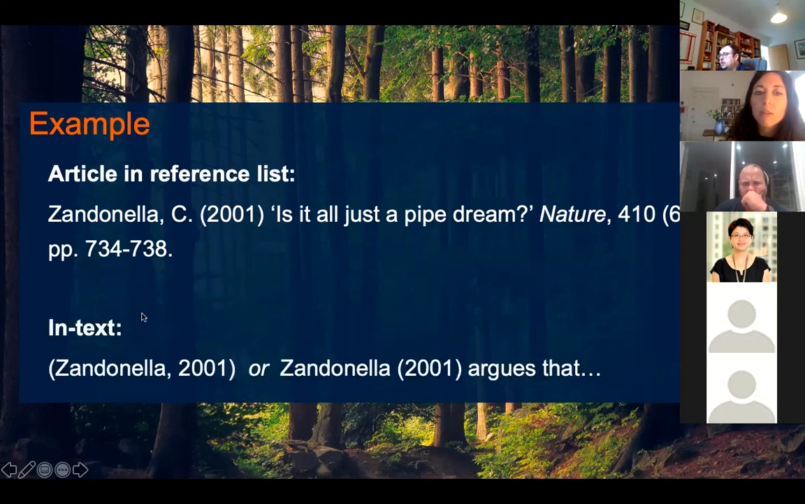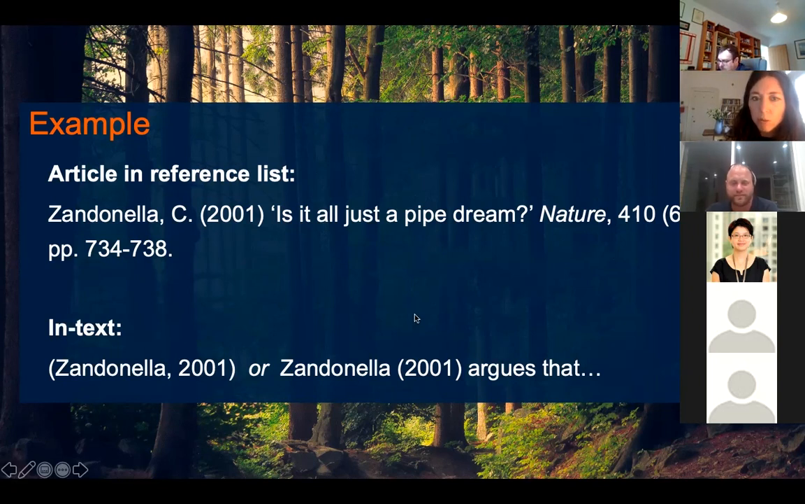So if you're using this in text, at the end of a sentence, in the whole thing, surname, year in brackets. If you're starting a sentence with the author's name, note that it is just their surname, just the year in brackets. So that's something to note. It's a different format. Hopefully you can look back on this and it all makes sense afterwards.